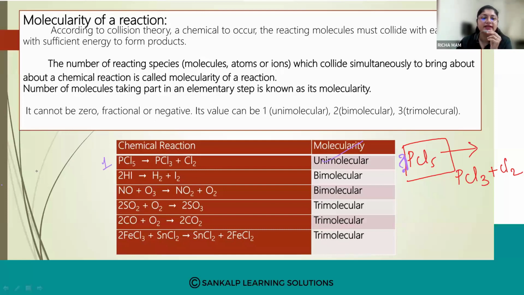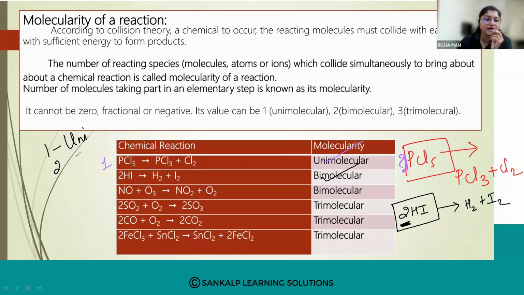Okay, let us go for the second example: 2HI, 2 moles of hydrogen iodide giving you H2 plus I2. This is also undergoing a decomposition reaction. So how many moles of hydrogen iodide are reacting? Yes, 2 moles, right? So it is a bimolecular system. When it is 1, it is uni. When it is 2, it is called bimolecular. When it is 3, it is called trimolecular.